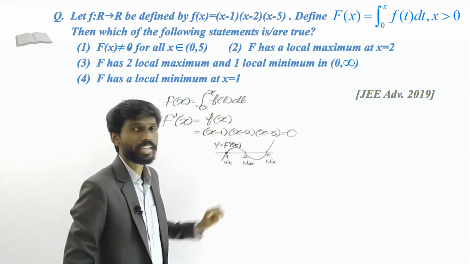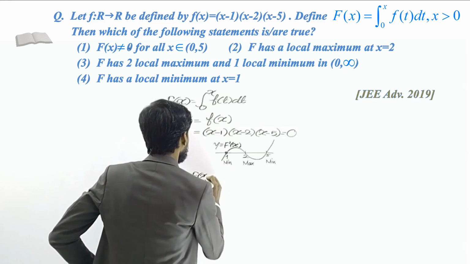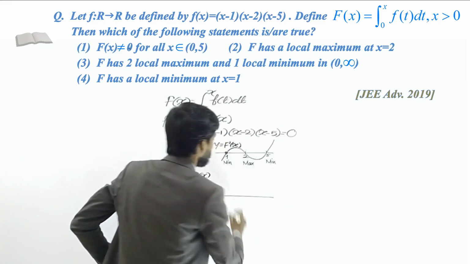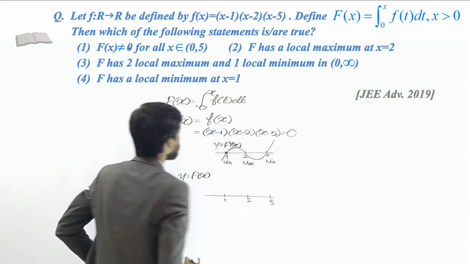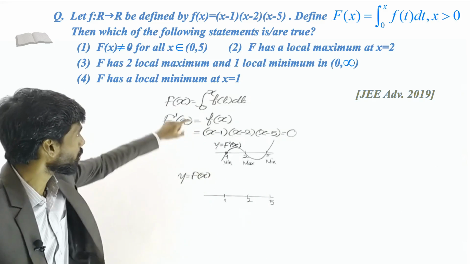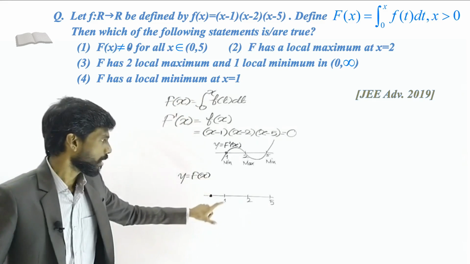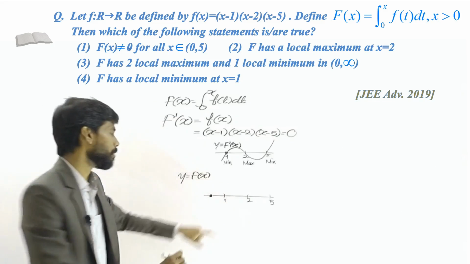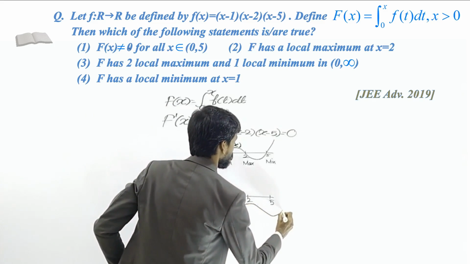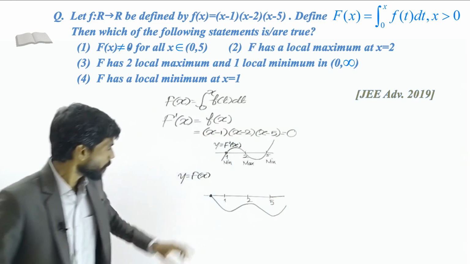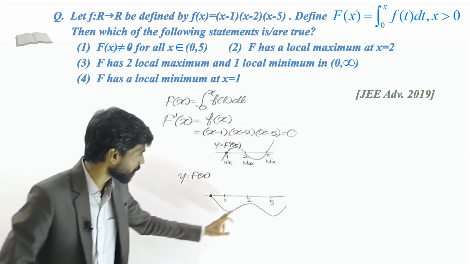See, at 2 the function attains maximum value. So if you draw y equal to F of x, the graph may be like this. At 0, what is the value? The value of the function at 0 is 0, integral from 0 to 0. At 1 it attains a minimum value. At 2 it attains a maximum value. At 5 it is again a minimum value. So the graph may be something like this. That means between 0 and 5 there is no point at which this function becomes 0, because this does not intersect the x-axis.